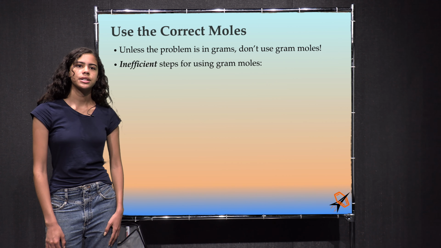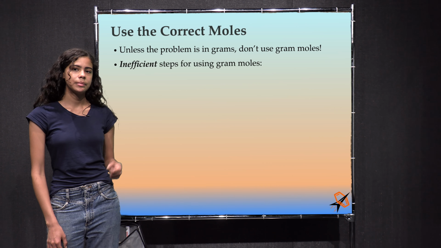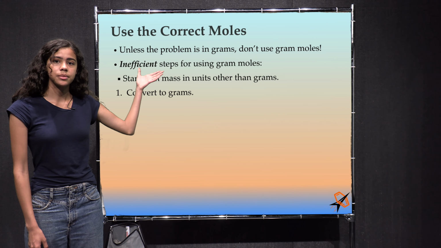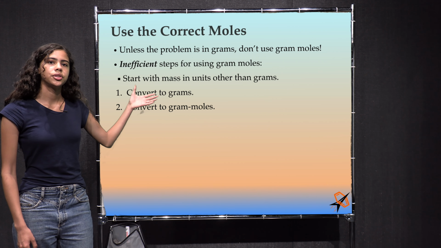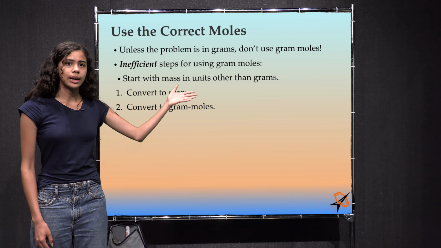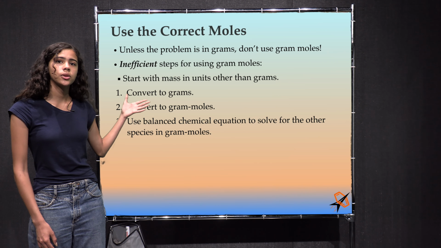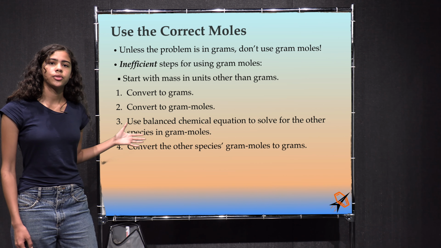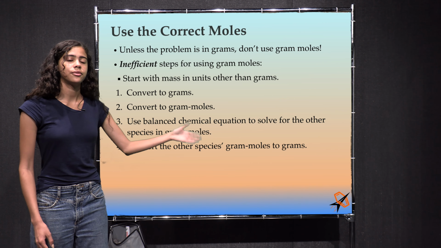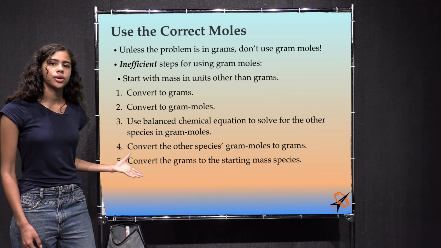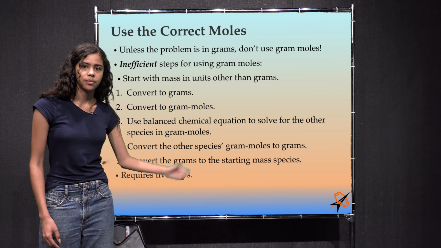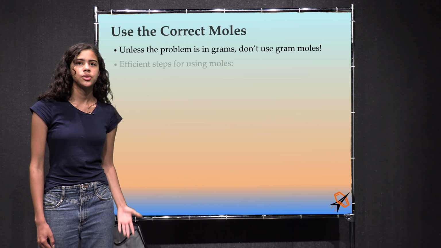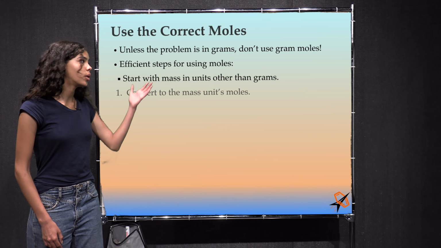The calculation process for a mass unit other than the gram is as follows. 1. Convert mass unit to grams. 2. Convert from grams to gram moles with the molar mass. 3. Use the chemical equation to find the resultant gram moles. 4. Convert from gram moles to grams, then finally, 5. Convert from grams to your original mass unit. Don't do this.